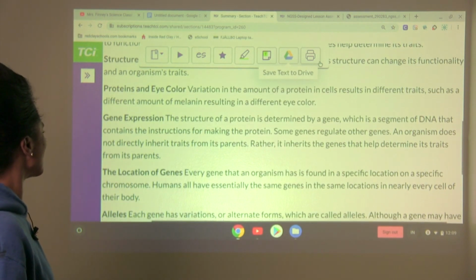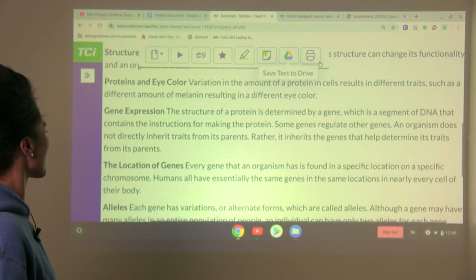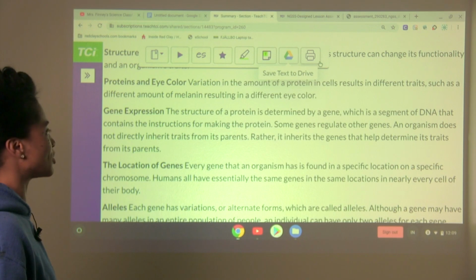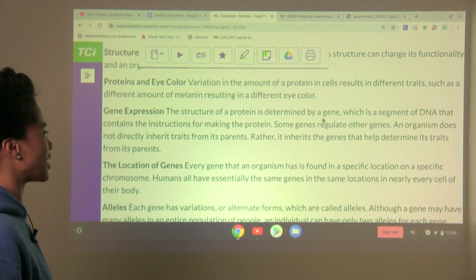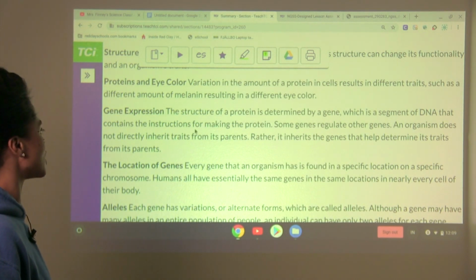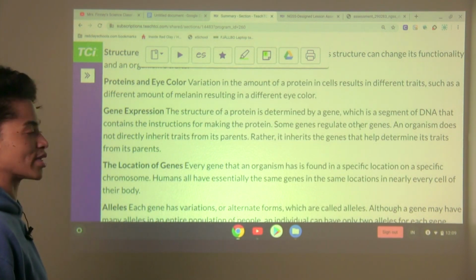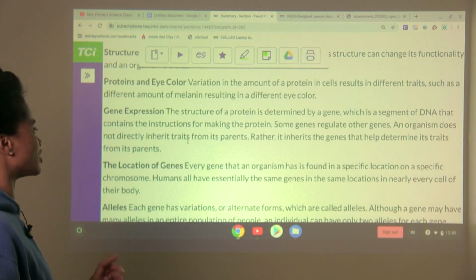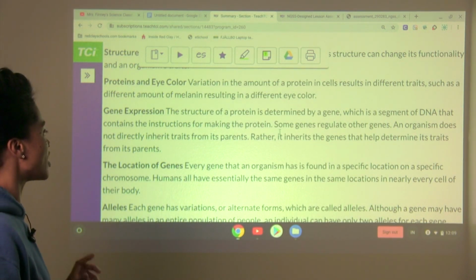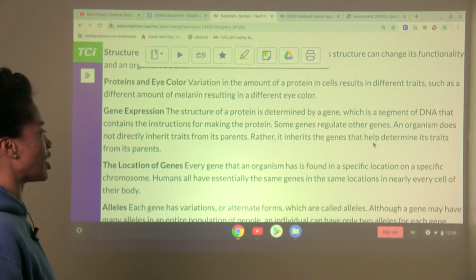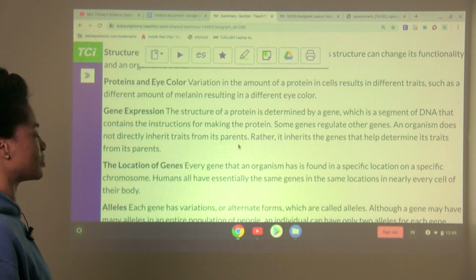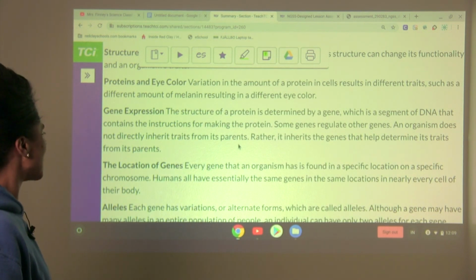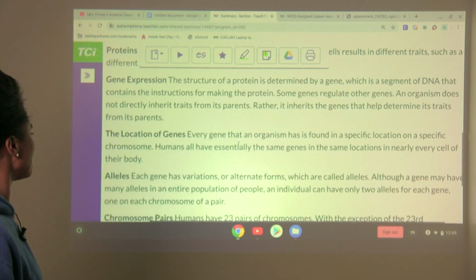And then we went into gene expression. It said the structure of a protein is determined by a gene, which is a segment of DNA that contains the instructions for making the protein. Some genes regulate other genes. An organism does not directly inherit traits from its parents. Rather, it inherits the genes that help determine its traits from its parents. So that is how we get gene expression.